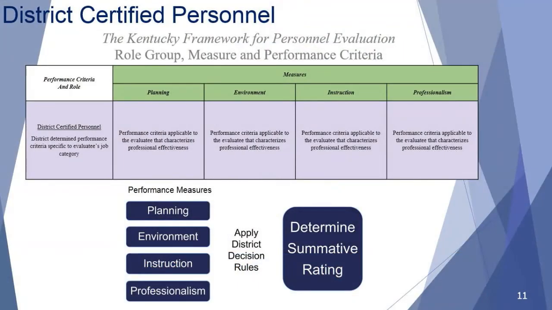So for district certified personnel, we have the most flexibility. The 50-50 committee members need to decide what performance criteria are going to work the best here. So a few questions your group may want to ask are, what have we used in the past, what will work now, and do they fit the role? Once you decide what standards work best in your district, you must align them to the 4 measures of the Framework for Personnel Evaluation. So then each measure receives a rating, and then they apply the district decision rules, and then you determine the summative rating.